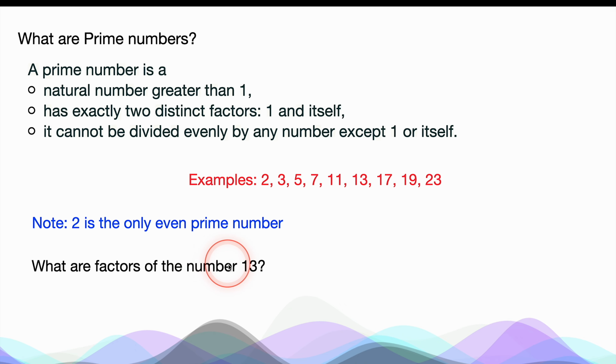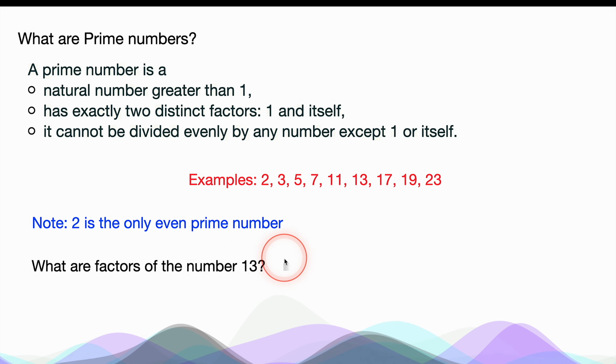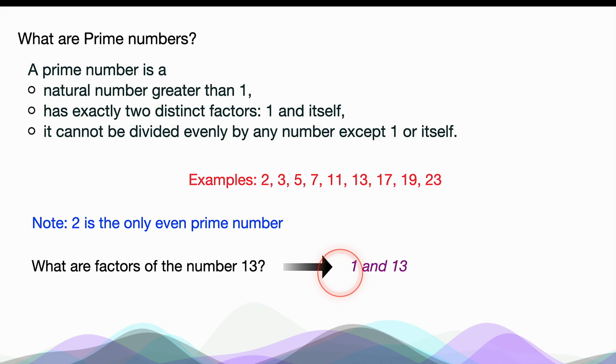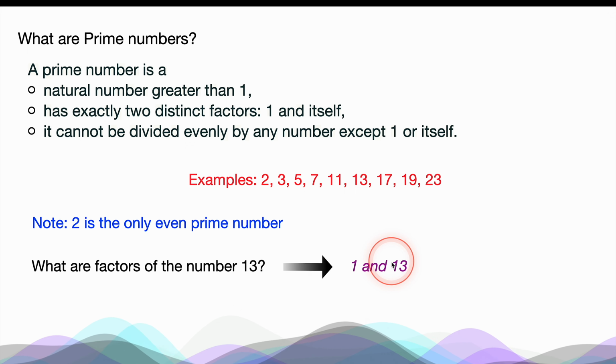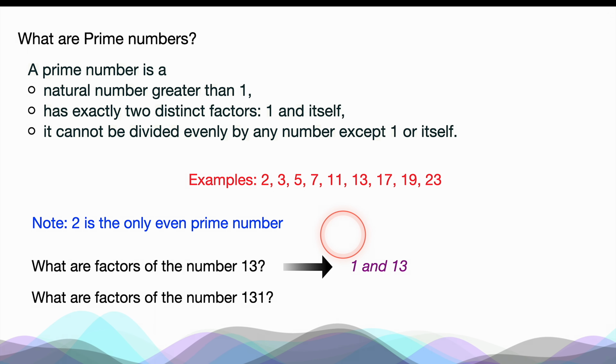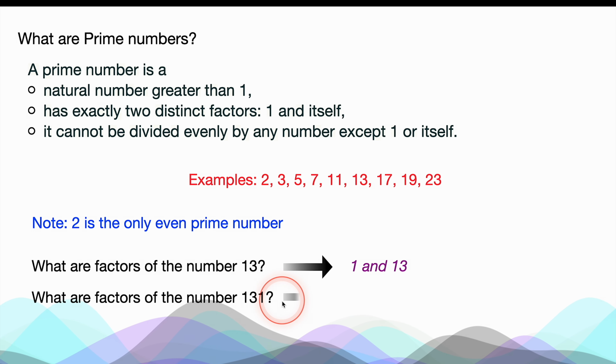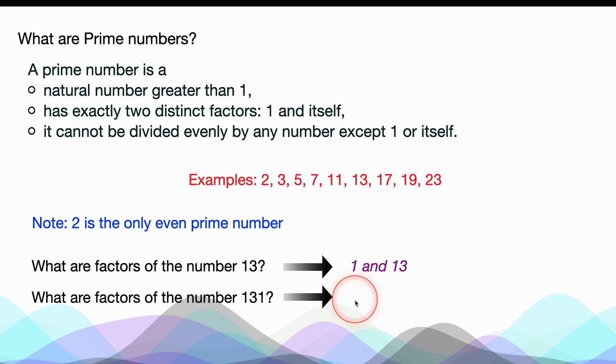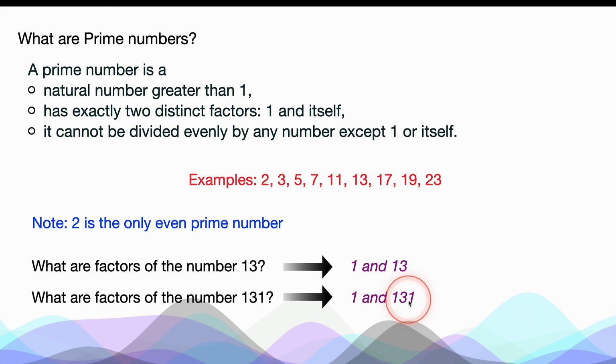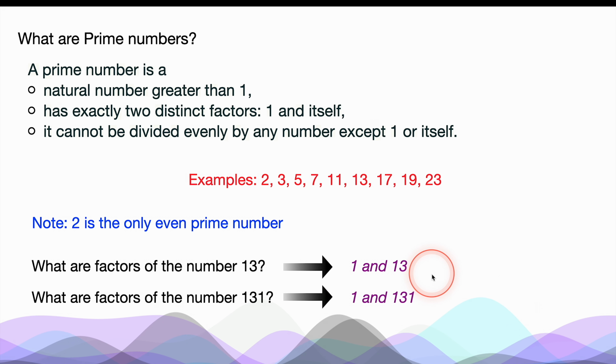Let us look at a couple of examples. What are the factors of the number 13? 13 is a prime number. Its factors are nothing but 1 and the number itself, which is 13. And the next one, what are the factors of the number 131? The factors are nothing but 1 and the number itself, which is 131. So these are prime numbers.